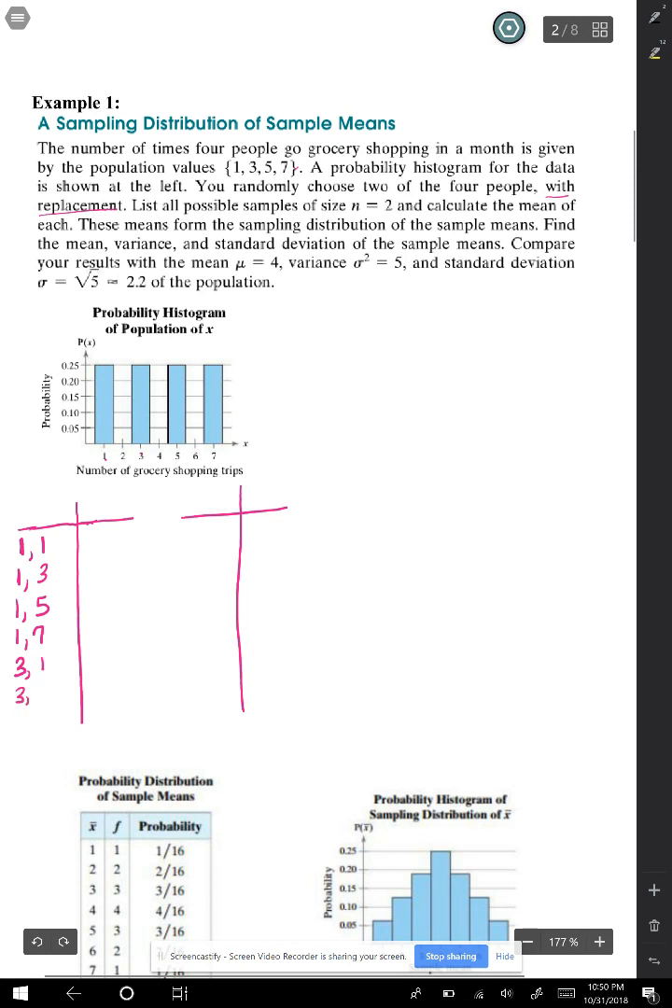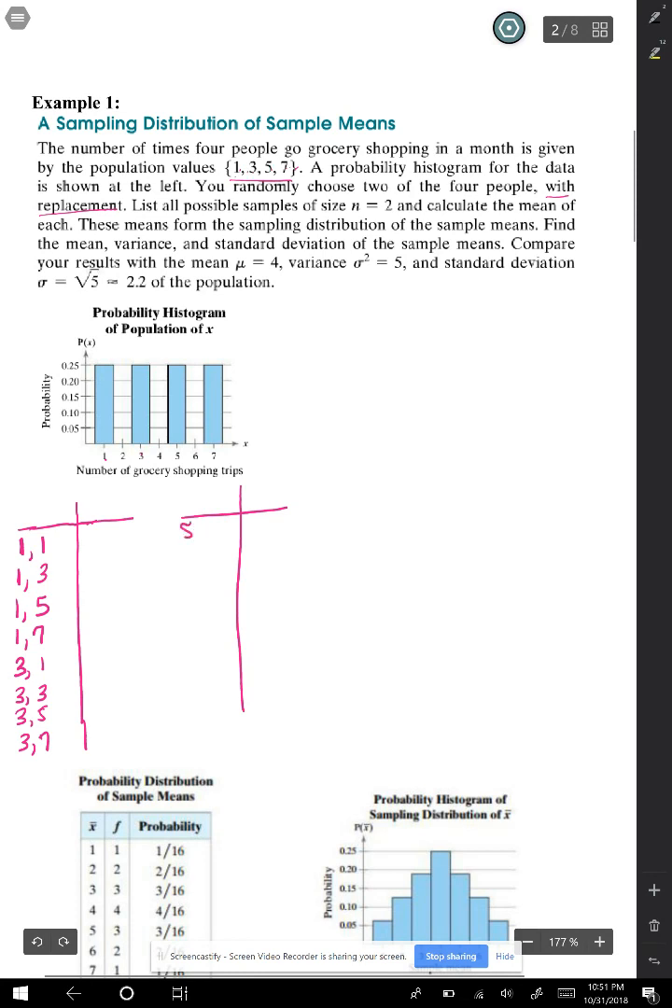Or I could draw the person that went 3 times, put them back in the hat, draw 3 again. So all I'm doing is creating all the possible combinations of 2 numbers from this group. So 1,1; 1,3; 1,5; 1,7; 3,1; 3,3; 3,5; 3,7.